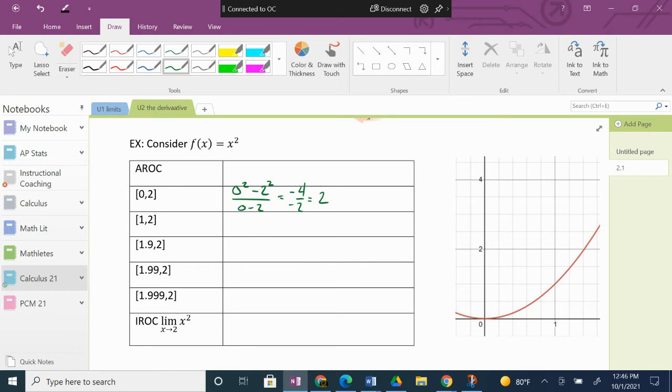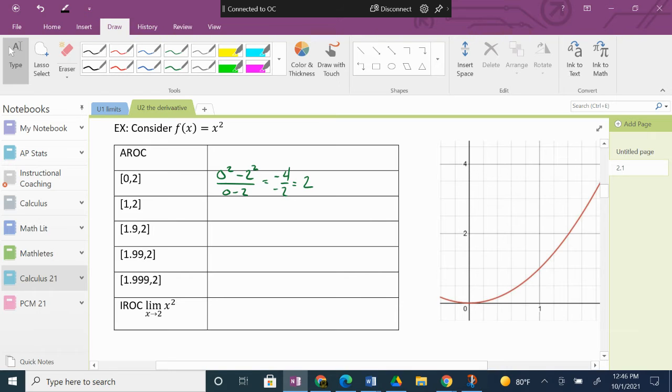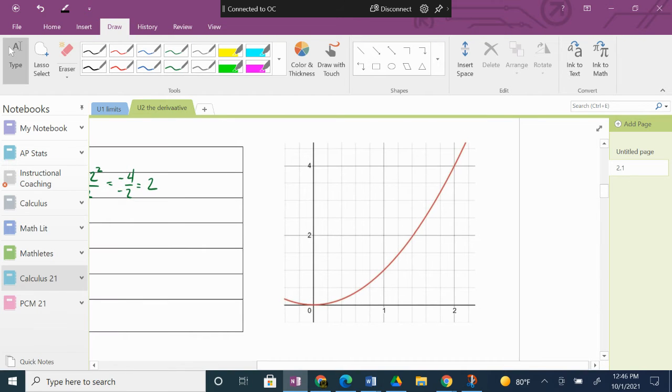Say what? You good? So graphically, what does that look like? It's an average rate of change. So on average, from 0 to 2, it would look like that. That is the specific secant line if you're going on the interval from 0 to 2.